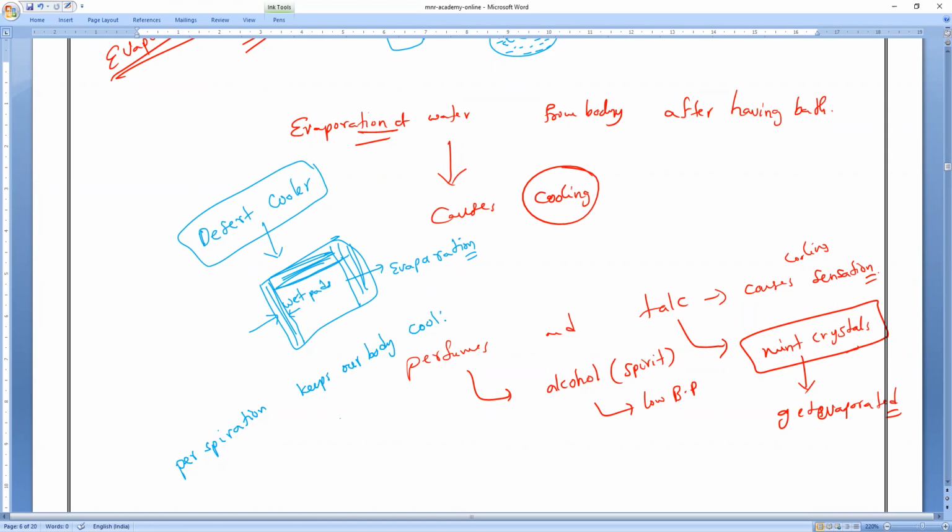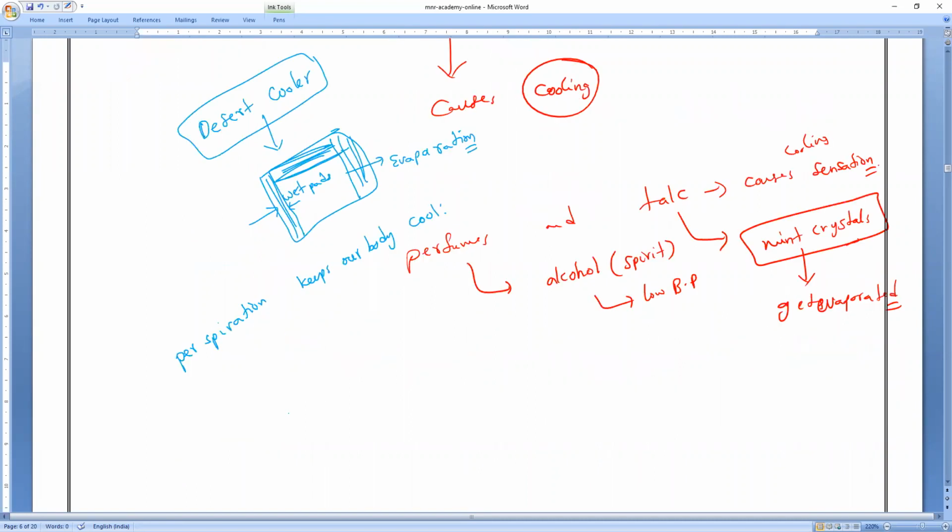You can see during summer or heavy exercise, our body will get hot or not, everybody? During summer or heavy exercise, yes or no? So what will happen during that time, our body temperature increases or decreases? When you are in summer or doing heavy exercise, you will feel thirsty. Yes or no, guys? All of you?